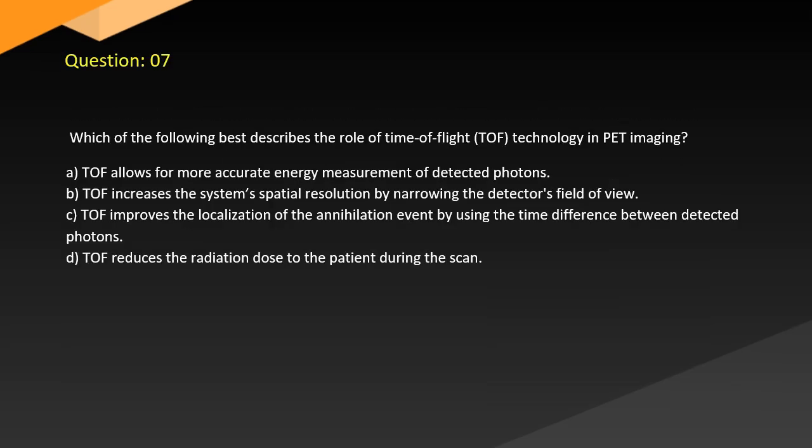Question 7. Which of the following best describes the role of time-of-flight (TOF) technology in PET imaging? A. TOF allows for more accurate energy measurement of detected photons. B. TOF increases the system's spatial resolution by narrowing the detector's field of view. C. TOF improves the localization of the annihilation event by using the time difference between detected photons. D. TOF reduces the radiation dose to the patient during the scan.